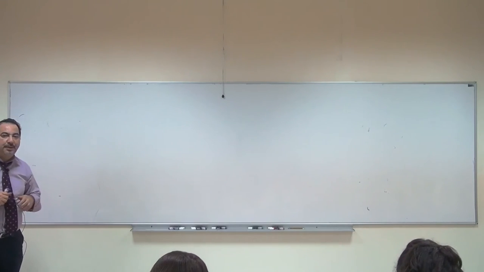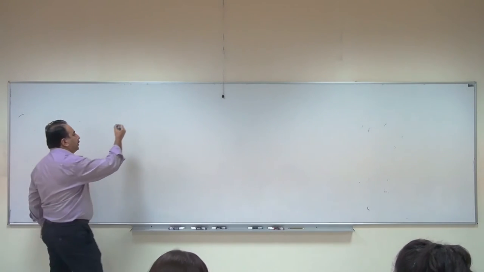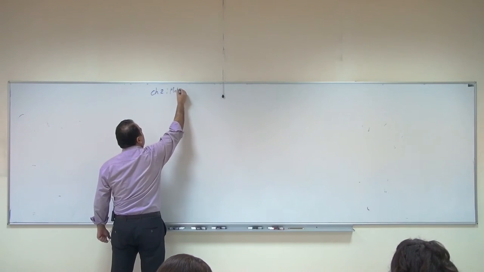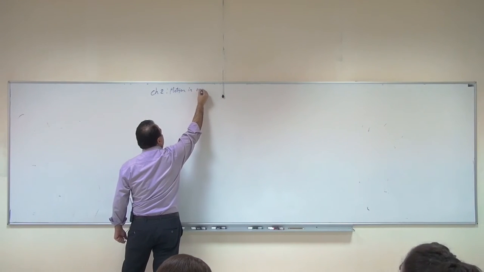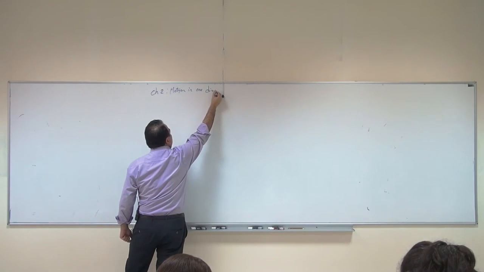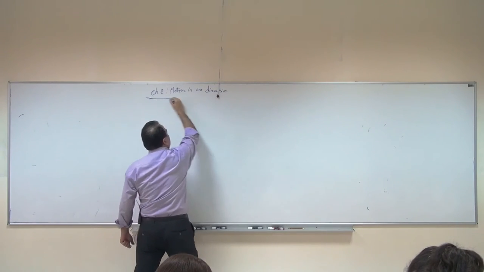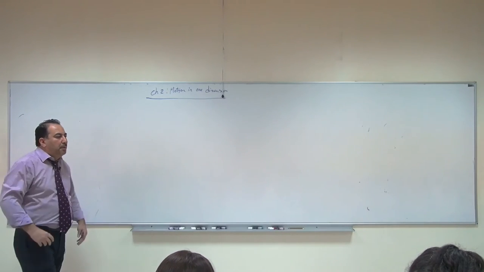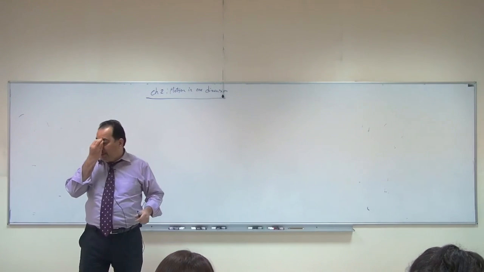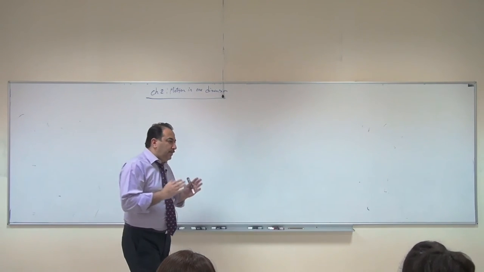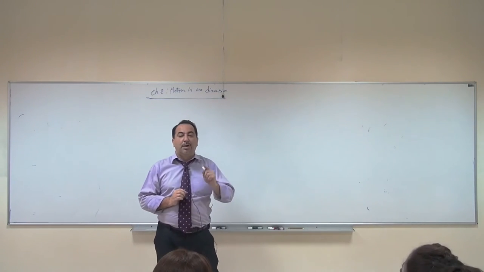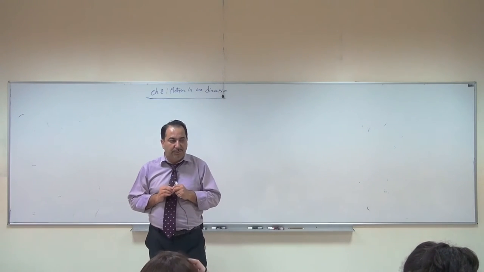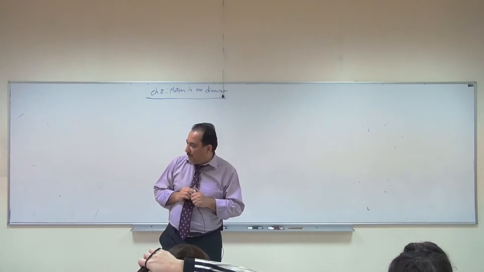Today we'll continue on chapter 2, Motion in one dimension. If you remember, we talked about an object moving in one dimension, and especially an object moving with a constant acceleration. So we came up with the three equations of motion for constant acceleration.